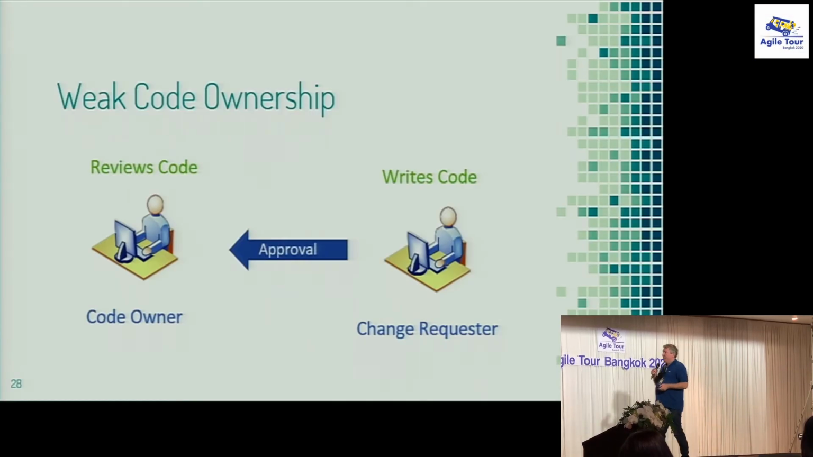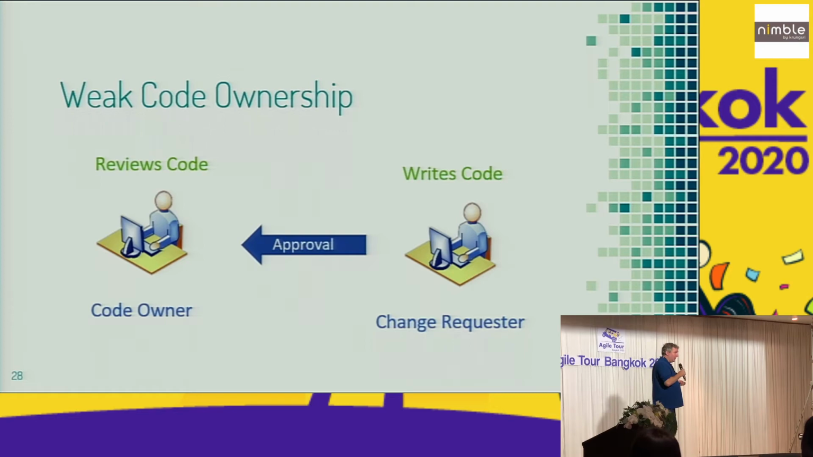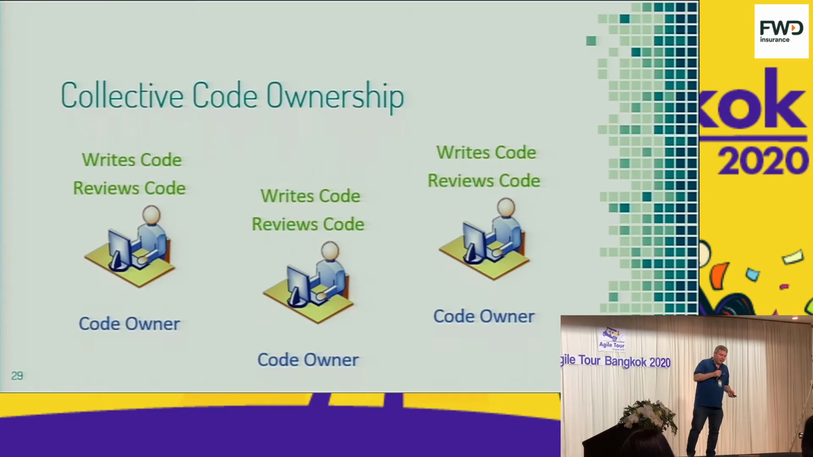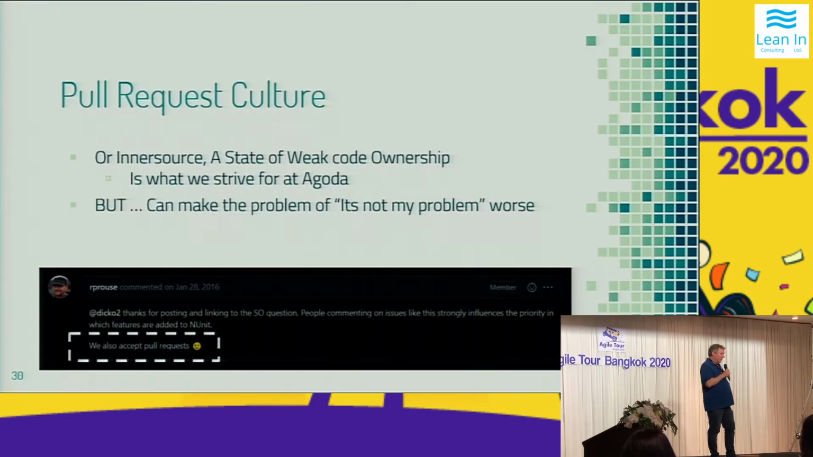Weak code ownership is how the open source community operates. So you have code owners in this state, but anyone can propose changes to the code. They just need to get those changes approved by the owner. So you usually have a code review process, things get approved by the code owner and they go in. Collective code ownership is where essentially everyone owns all the code. This is generally, for me, a bit of a nirvana state, and I've seen this work in small areas, but not at scale yet. So at Agoda, we strive for what we call a pull request culture, or inner source, which is a state of weak code ownership.